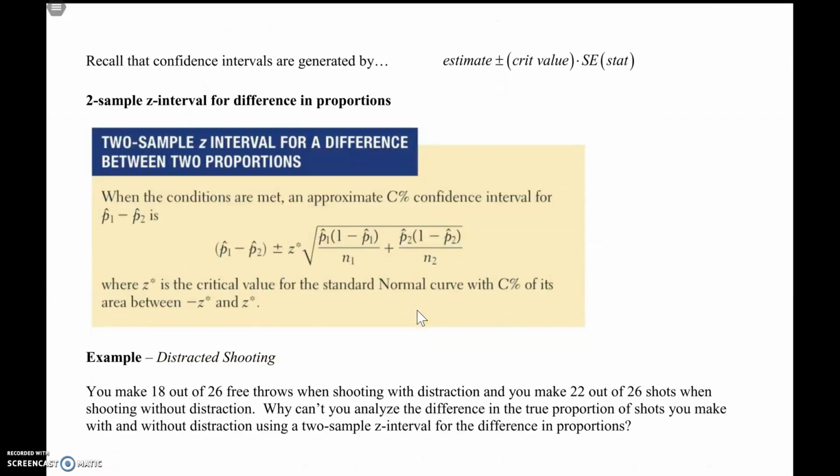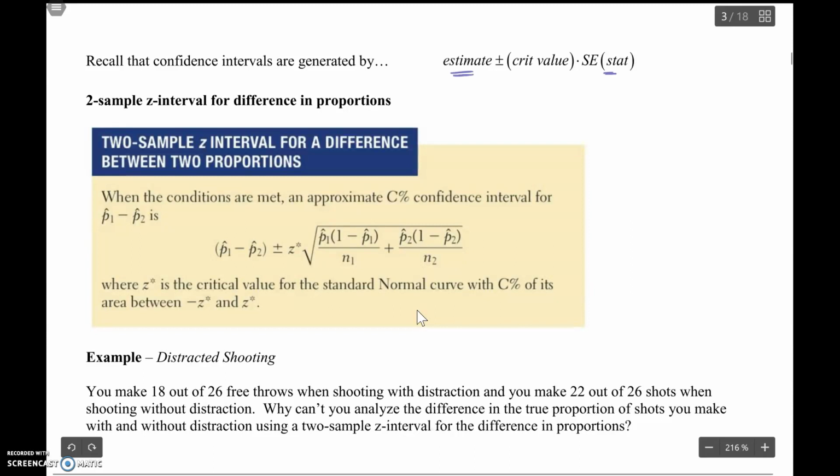Okay, so we talked about sampling distributions for the difference in sample proportions. Now let's talk about confidence intervals. Recall that confidence intervals are generated always by taking an estimate plus or minus a crit value times the standard error of that estimate or of that statistic.